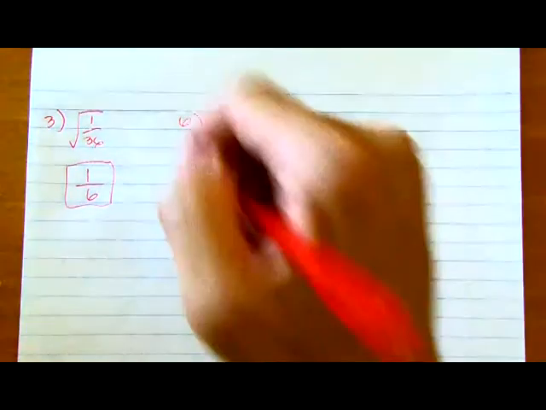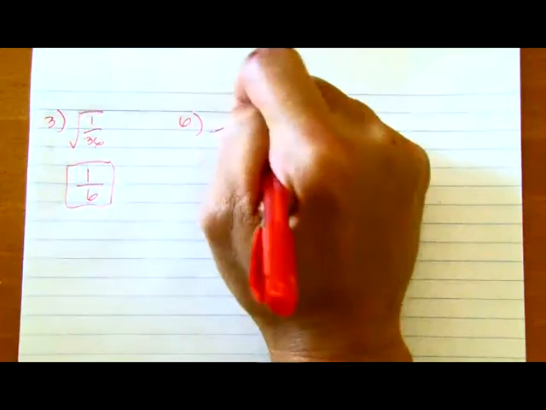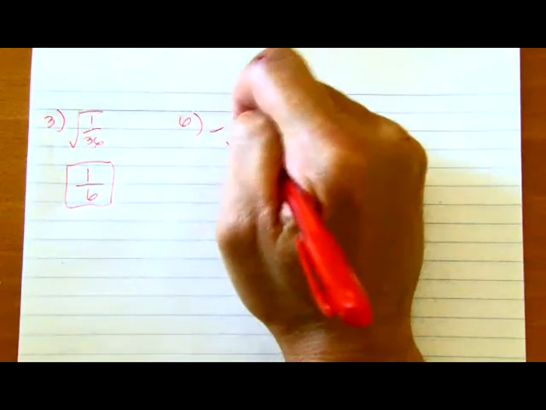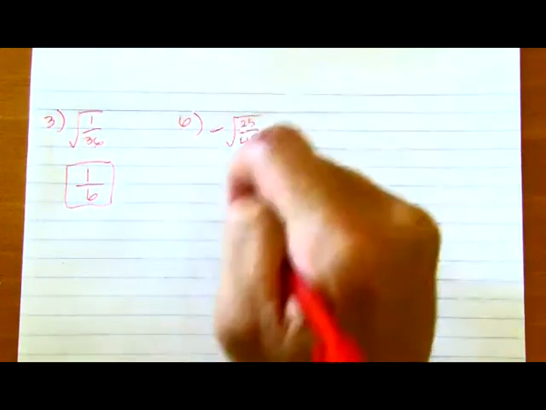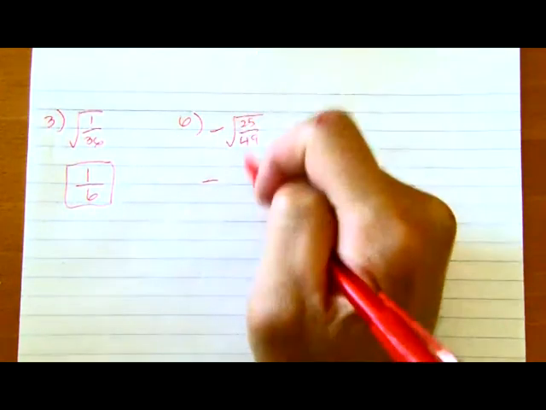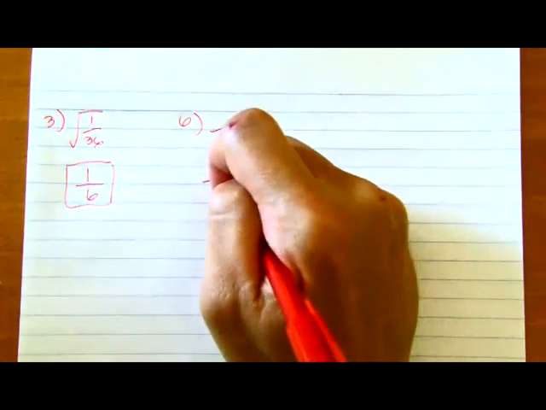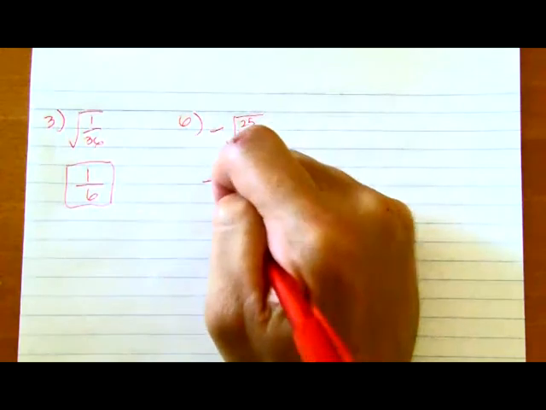Number 6, negative square root of 25 over 49. Again, we can square root the top and the bottom. Square root of 25 is 5. Square root of 49 is 7.